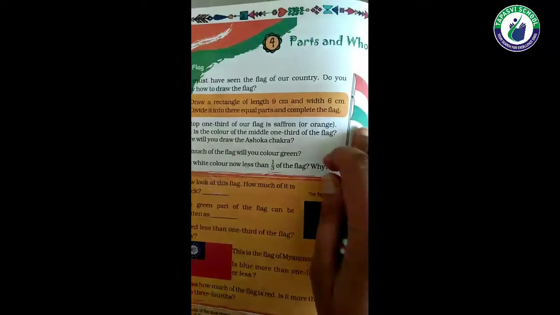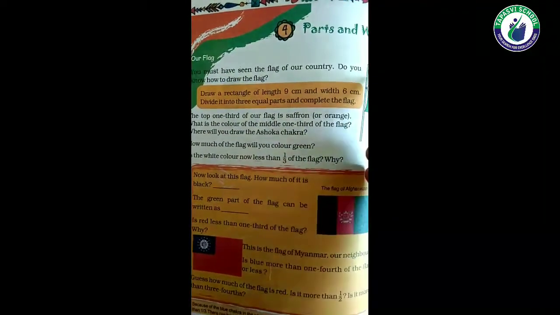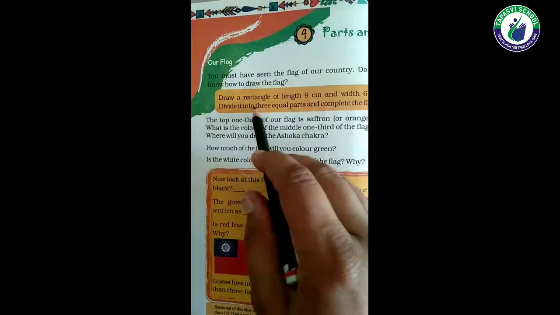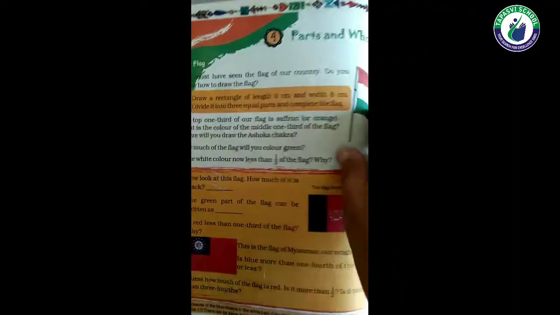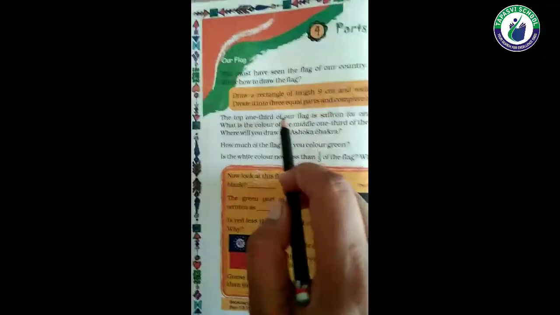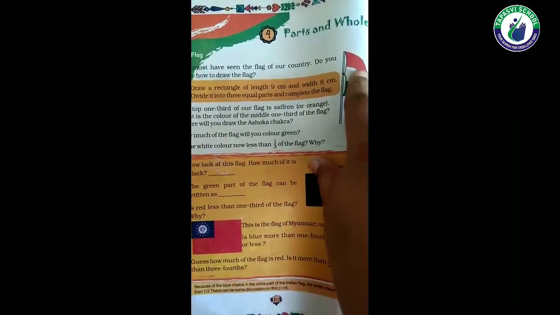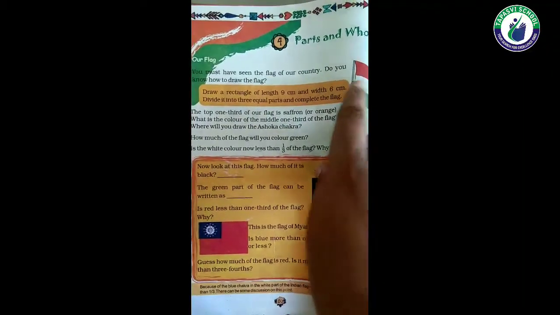You know, in a rectangle, all the sides are not equal, right? So you can take the length of this rectangle as 9 and width as 6. See, this is the width and this portion will be considered as the length. So divide it into 3 equal parts and complete the flag. As we have the tricolor flag, we have to divide it into 3 equal parts. Now the top 1/3 of our flag is saffron. See this color, students, this is always the orange color, saffron color.